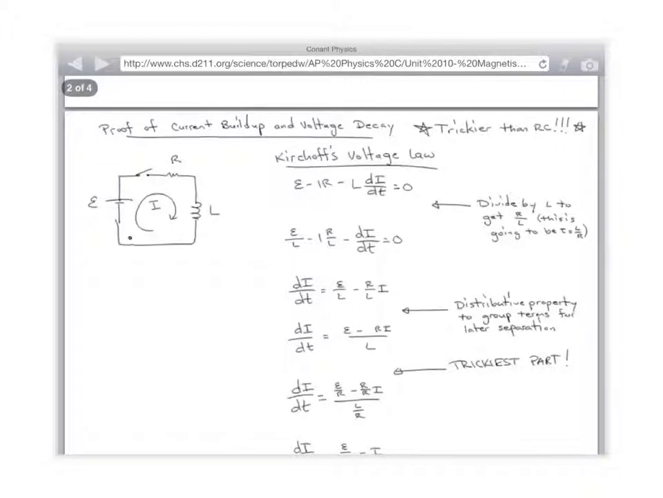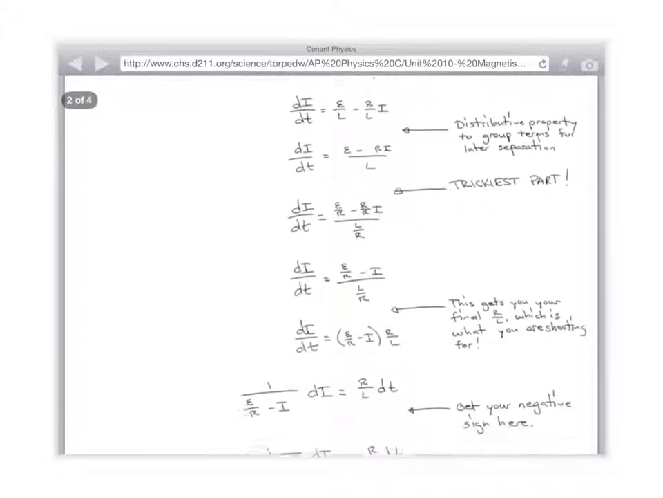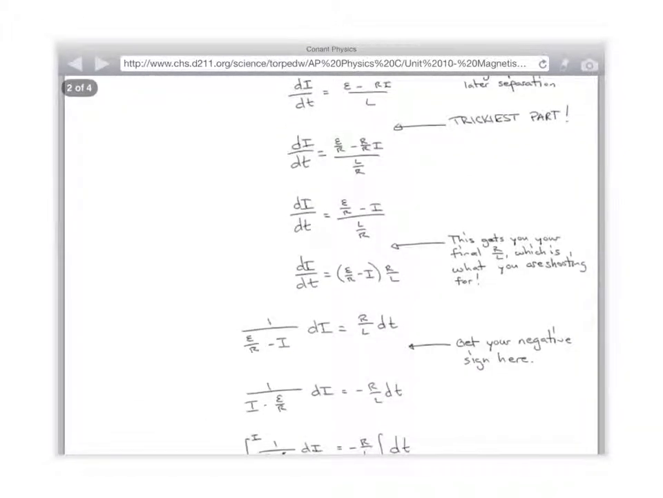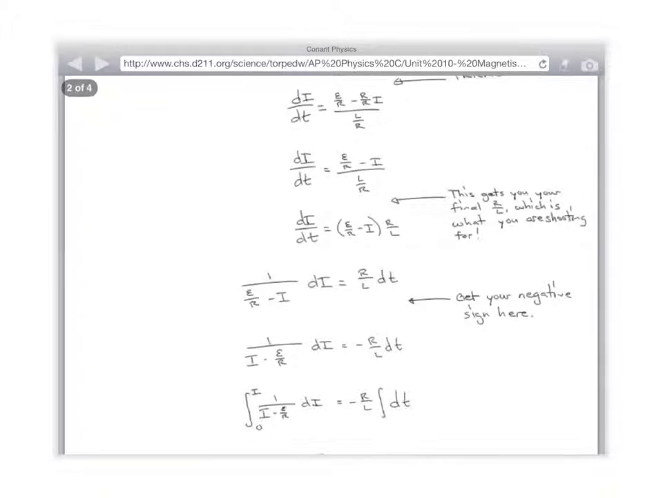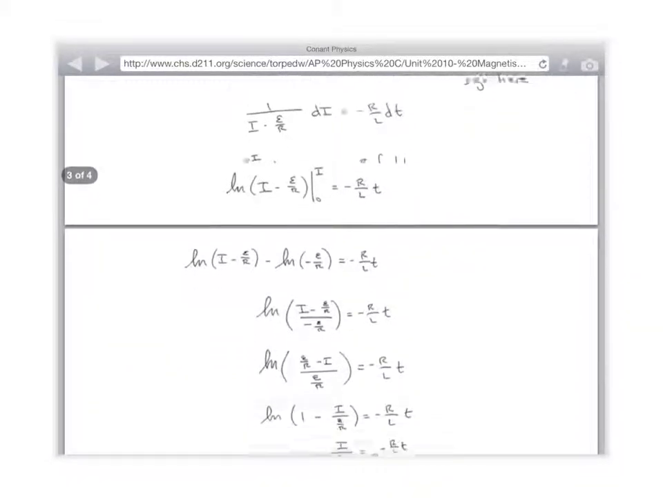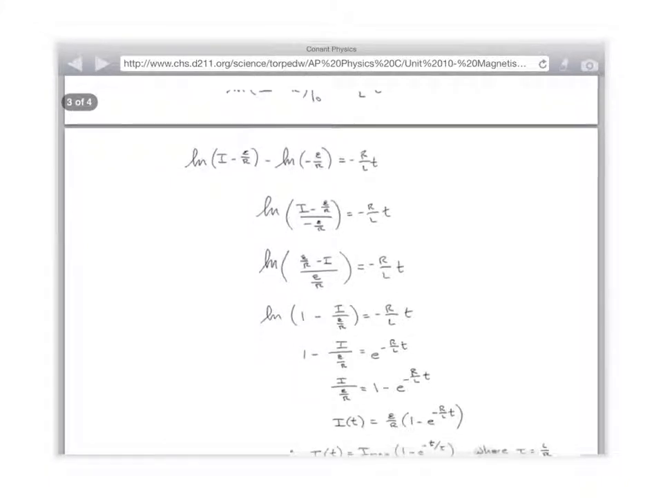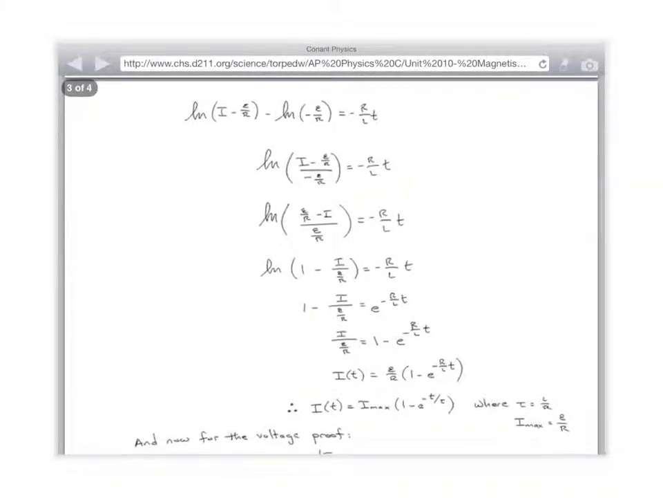Next, get all the I's on the left and the t's on the right. Integrate. Do natural log stuff, and you end up with I equals EMF over R times 1 minus e to the negative R over L times t. Okay, so is I buildup or decay? Is this buildup or decay, this one? Buildup. That's buildup.